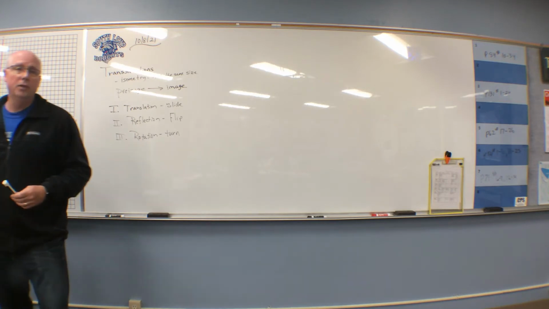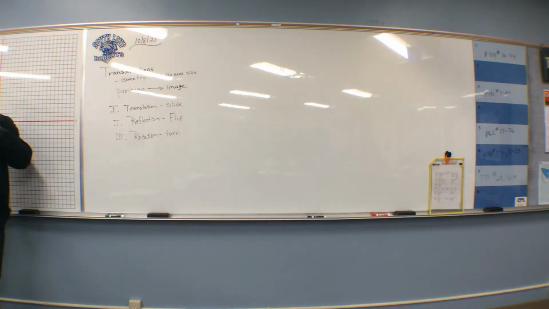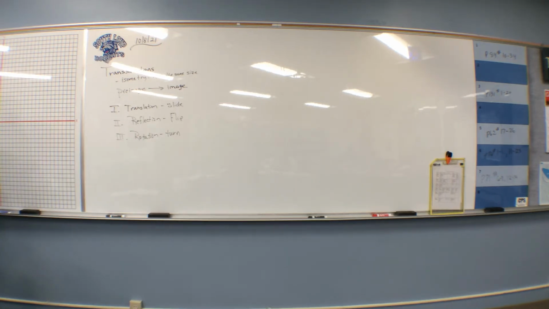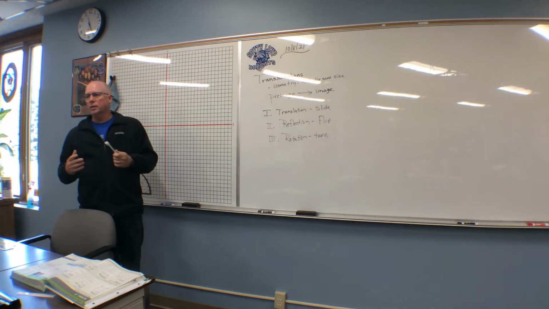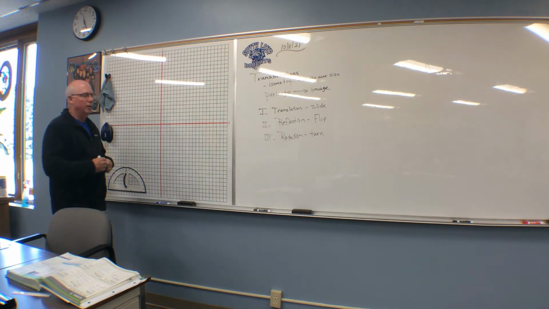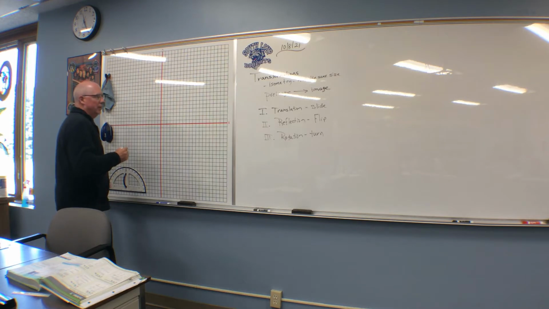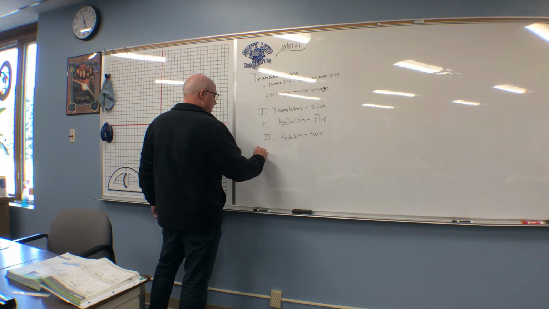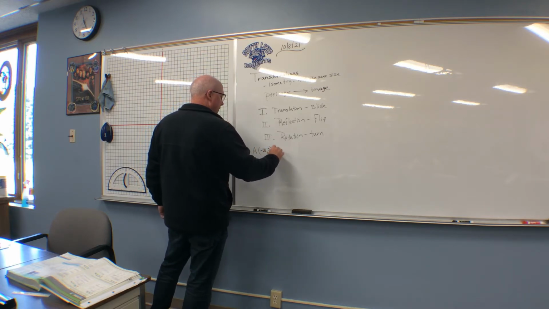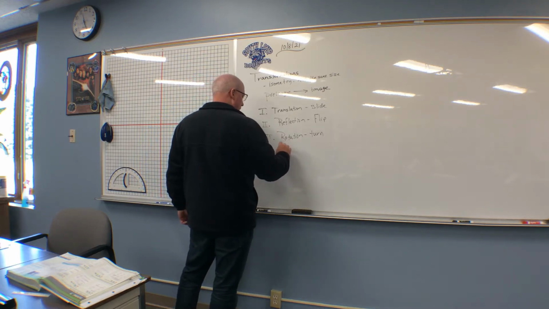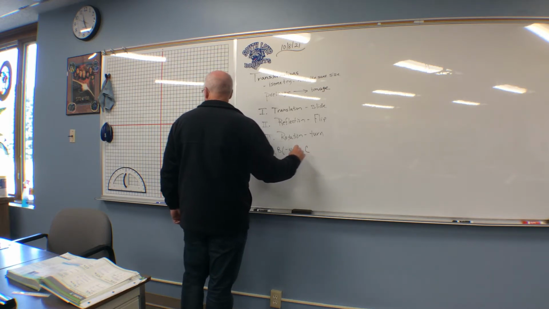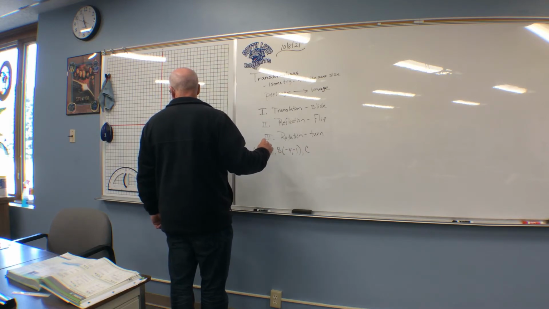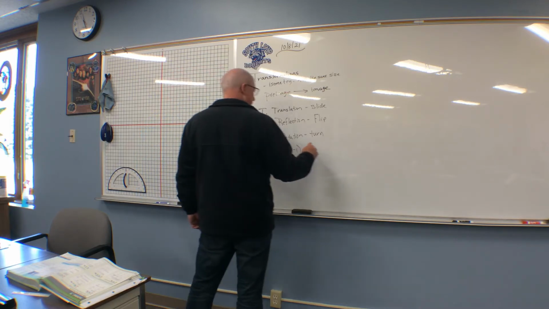Okay, so if you'll get out your whiteboard, we're going to start with a triangle. I think the triangle is the easiest one to do. So we're going to begin with it, and I'm going to pick some points. A is at -2, 3. B is at -4, -1, and C is at 0, -3.